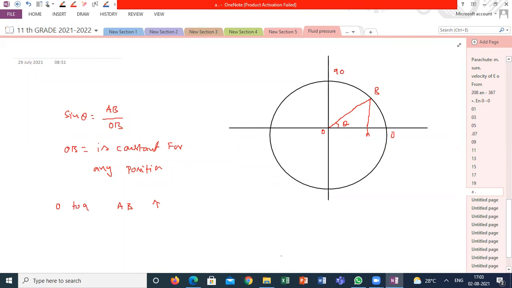Srinidhi is not able to join because her sister is on, so she will join after some time.